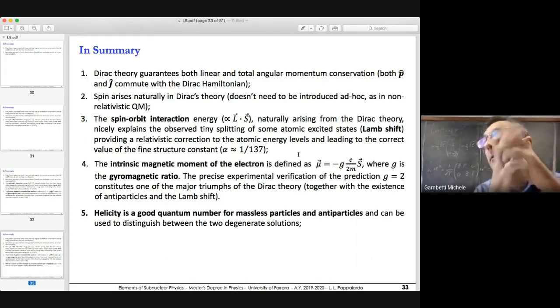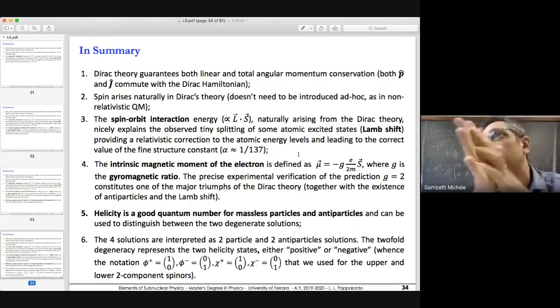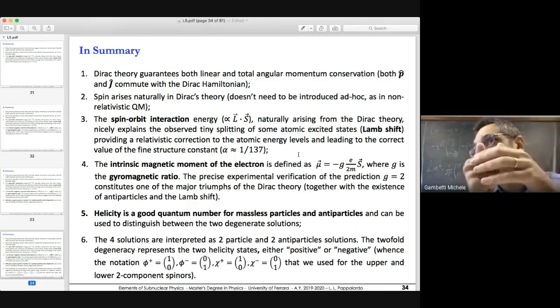Now, helicity turns out to be a good quantum number for massless particles and massless antiparticles, and can be used to distinguish between the two degenerate solutions. And so now we can interpret our set of 4 solutions completely. So the 4 solutions are interpreted as 2 particle solutions and 2 antiparticle solutions, and the twofold degeneracy represents the 2 helicity states, either positive or negative.